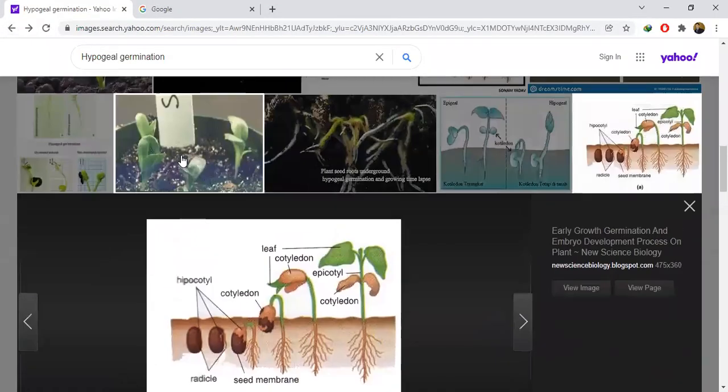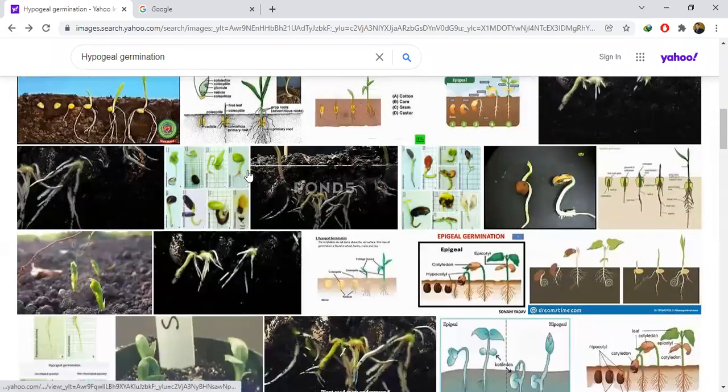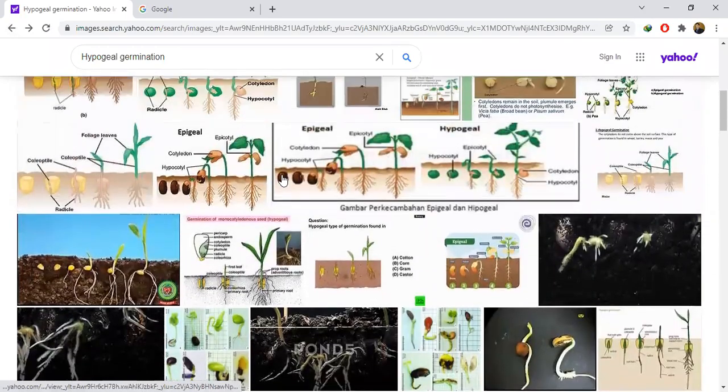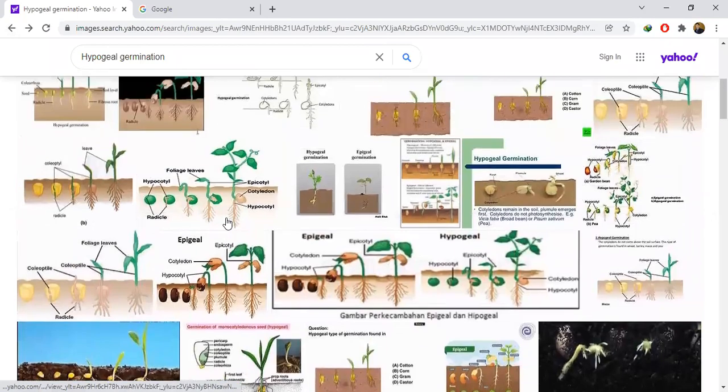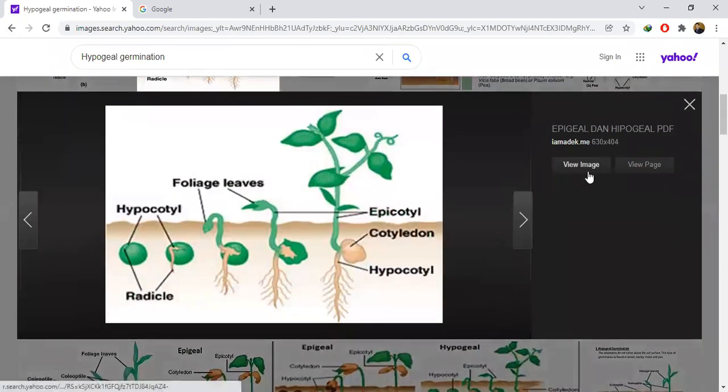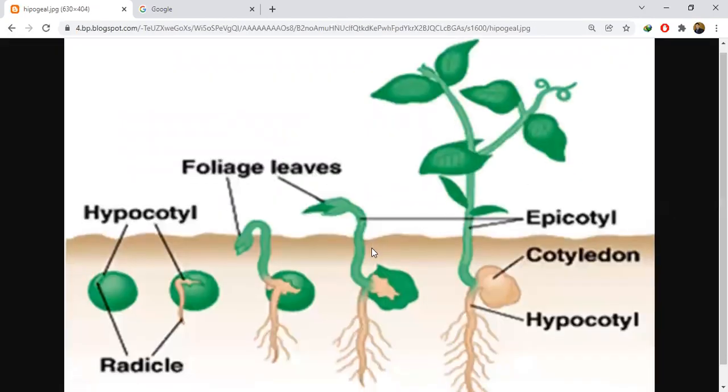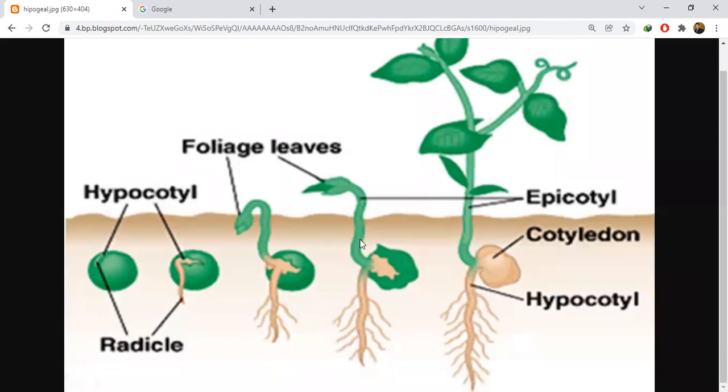In the previous picture I showed you, you can see the cotyledon is staying under the soil. If the cotyledon is staying under the soil, it is epigeal germination that you can see in the monocot plants.